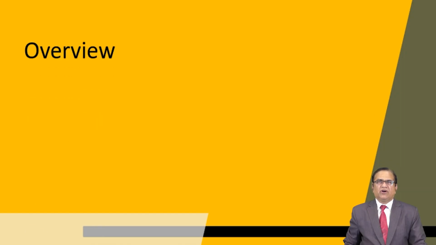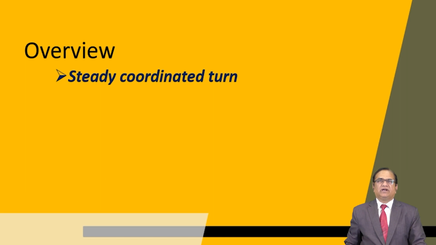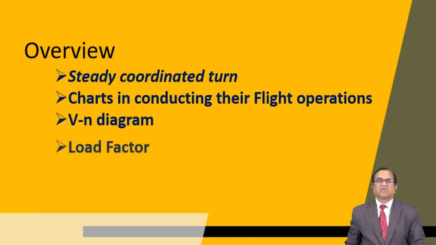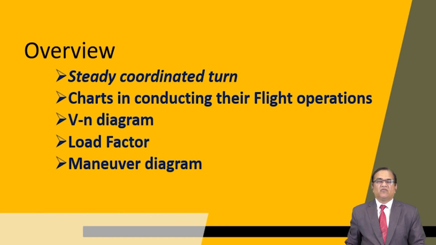In today's topic, the overview is: steady coordinated turn, charts used in conducting flight operations, VN diagram, load factor, maneuver diagram. These are the points which I am going to discuss, and the last is the VG diagram, where G is the gravitational force, G force.